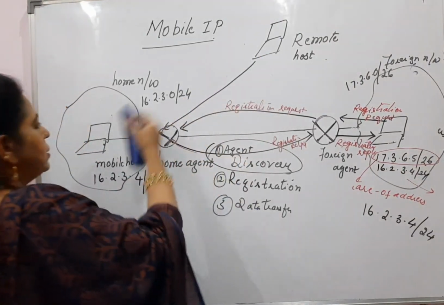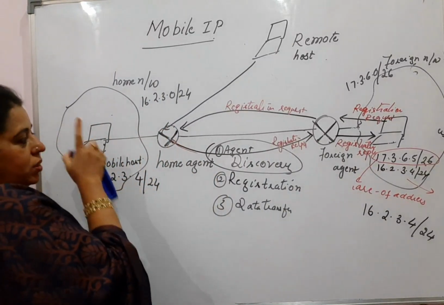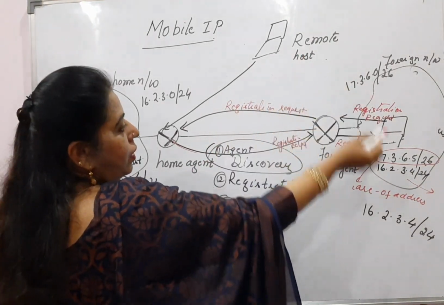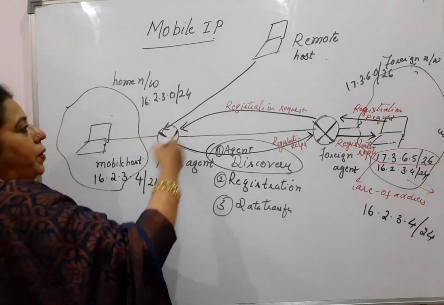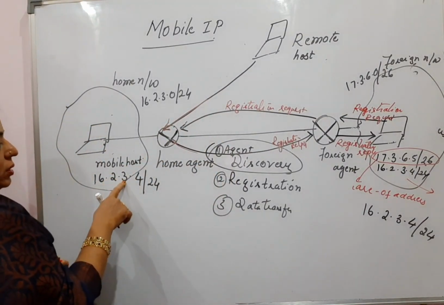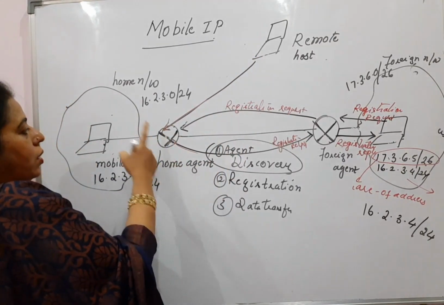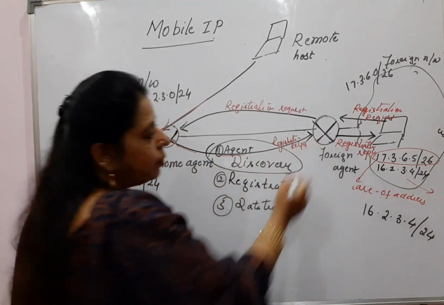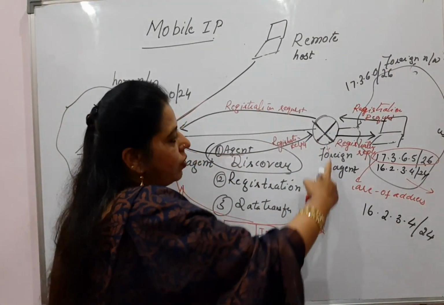Some other host, a third host, wants to communicate with this mobile host, which is now nowhere present in this network. This remote host is not aware that this host has moved to a certain network. So the remote host sends the packet, in the normal way, to 16.2.3.4/24. The router which receives this packet from the remote host knows that this host is not present here. What it will do is forward that packet, but when forwarding it uses the tunneling mechanism. This packet will go to the foreign agent.